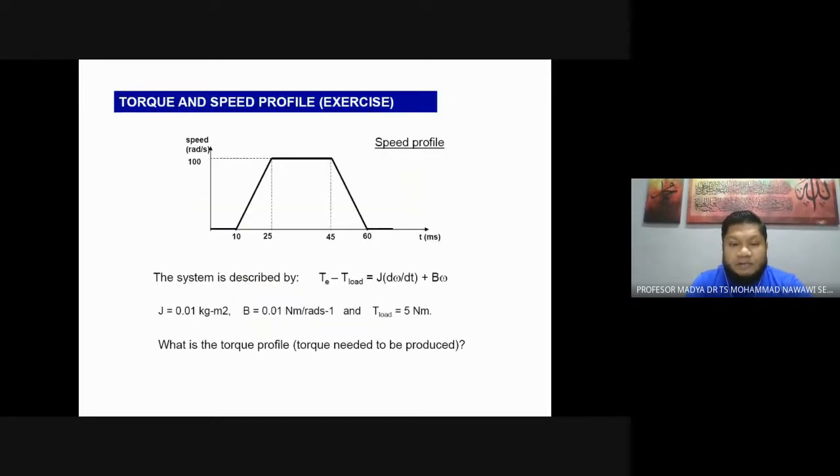And finally, some exercise. This is known as a speed characteristic of any motor, just an example. We draw the speed of this object with respect to time in milliseconds, so the time can be 0.01, 1, 2, 3, 0.01, 0.025.